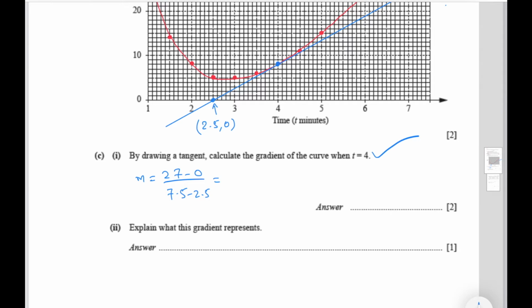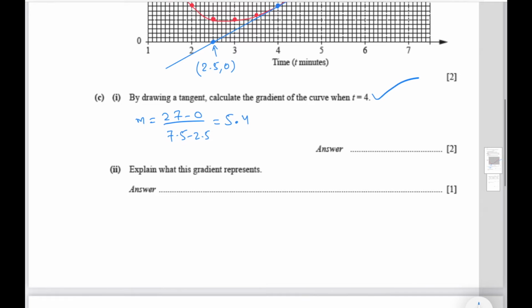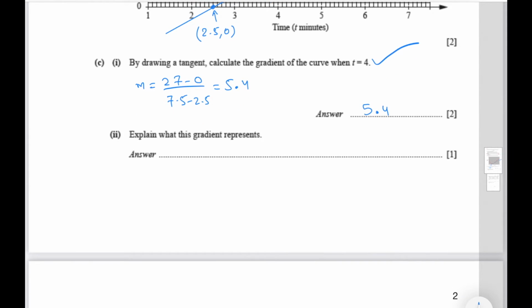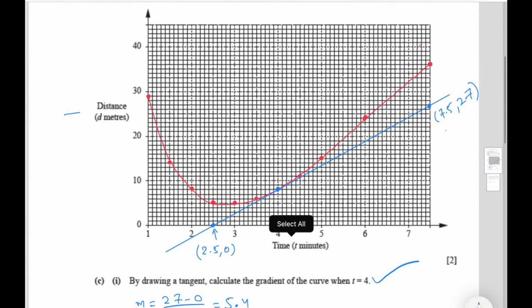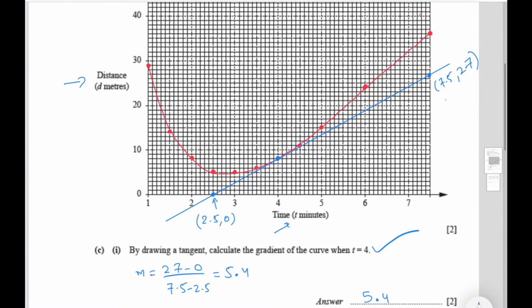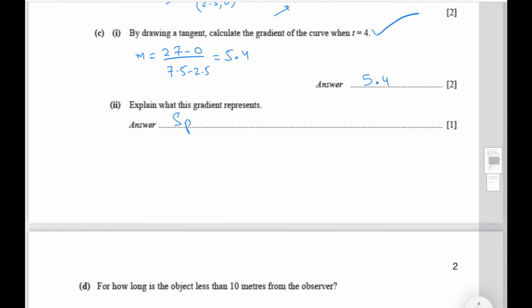27 divided by 7.5 minus 2.5. This gives us 5.4 as the gradient. So we write it over here, 5.4. The next part says, explain what this gradient represents. Since this is a distance and time graph, the gradient represents the speed.